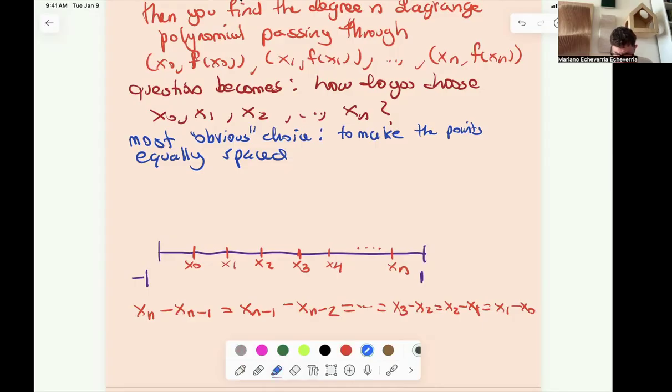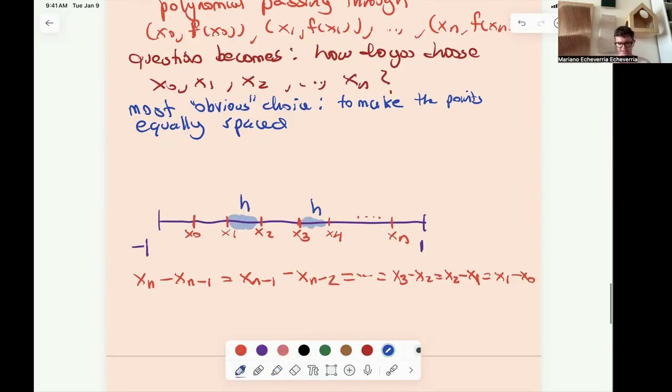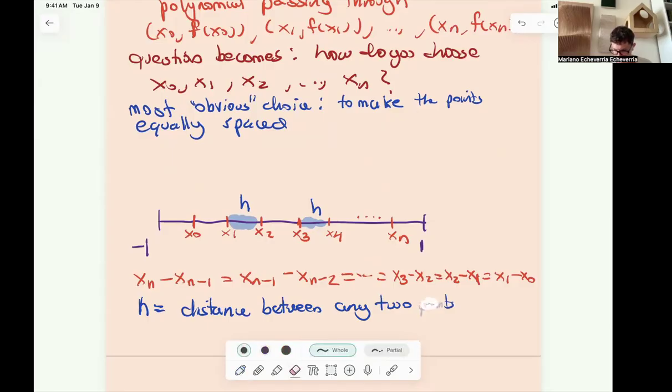Okay, and you can call the common distance between the points h, just to be consistent with what we were doing before. So this common distance between the points, the common separation, would be h. So h is the distance between any two points on this grid, two consecutive points.